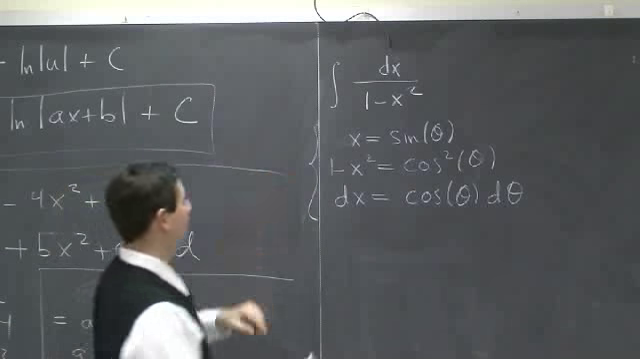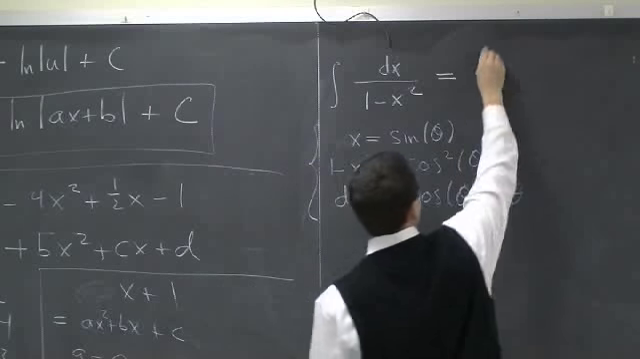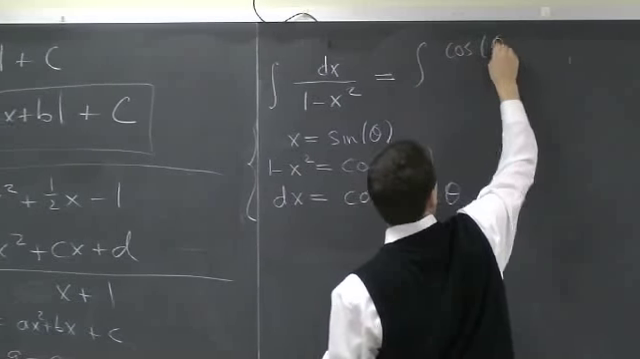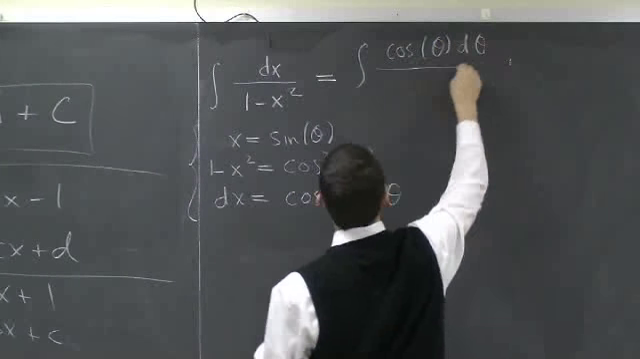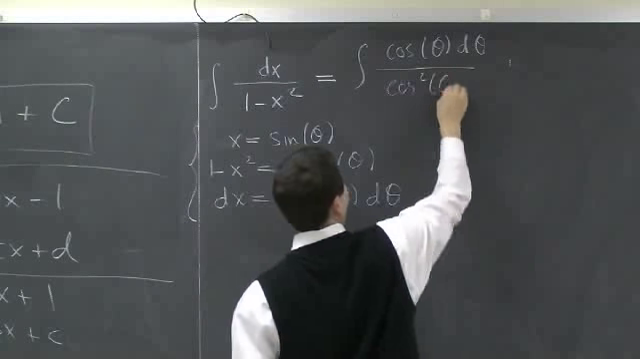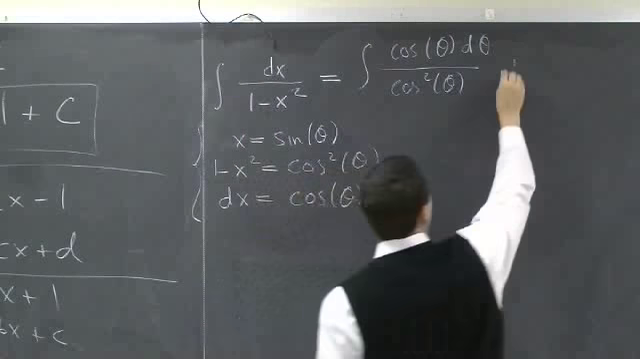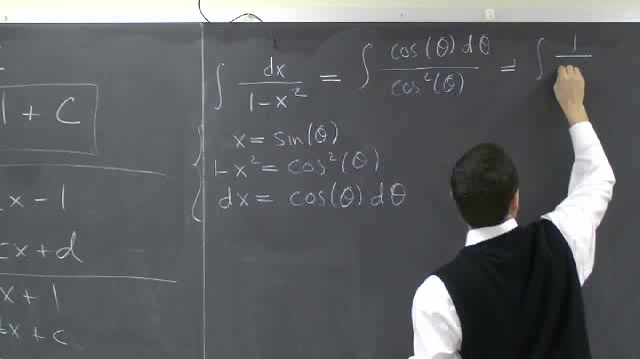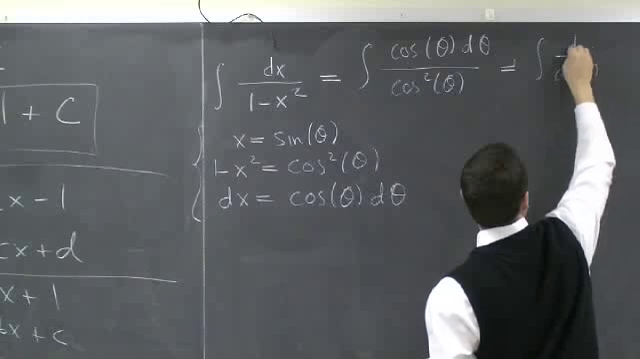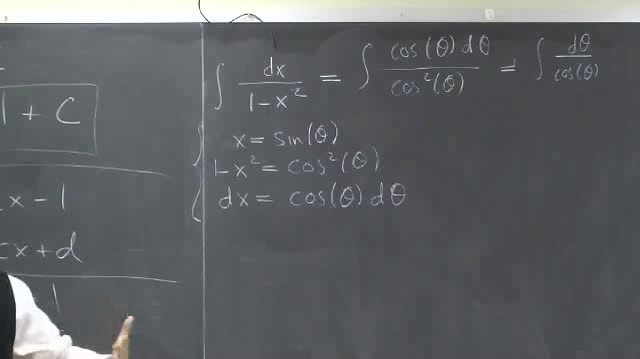Which means we could rewrite this as, well, let's see, dx is cosine theta d theta, and 1 minus x squared is cosine squared theta. One of the cosines will cancel, and we're left with 1 over cosine of theta d theta, and of course 1 over cosine is secant.